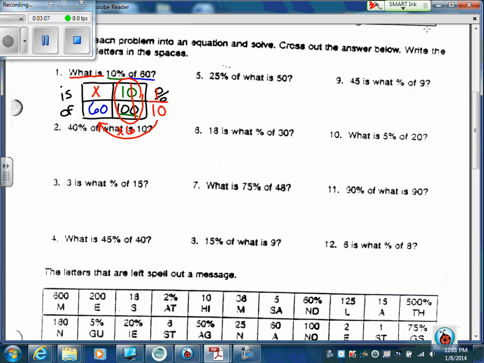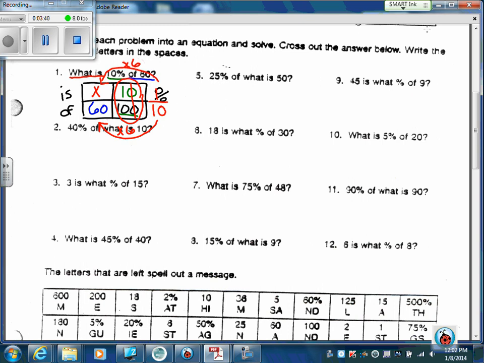I know that 10 times 6 is 60. My scale factor has to be the same on the top. 1 times 6 gives me my missing number. I know 1 times 6 is 6, so x would equal 6. That 6 is how much they would take off of 60. Like if you had an article of clothing that was originally $60, it's on sale for 10% off, they're going to take $6 off of that article of clothing. Okay, let's try another one.